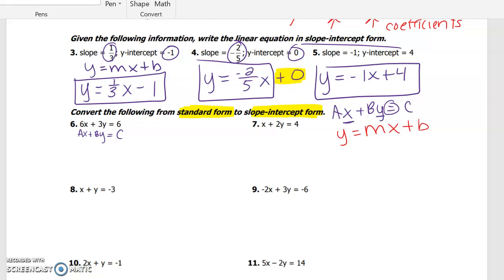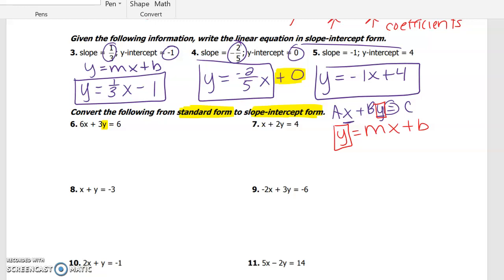So to do that, okay, notice how in slope-intercept our y is by itself. So we want to manipulate these equations that were given to get y by itself. All right, so let's work on that in number 6. Again, I'm just going to highlight it here. This y here is what we want to get by itself.